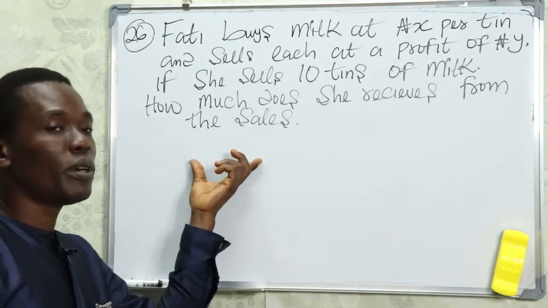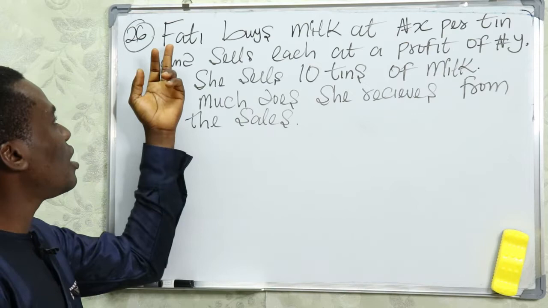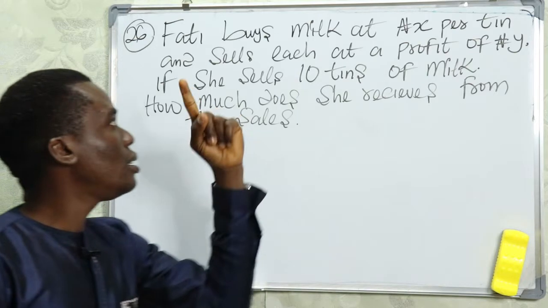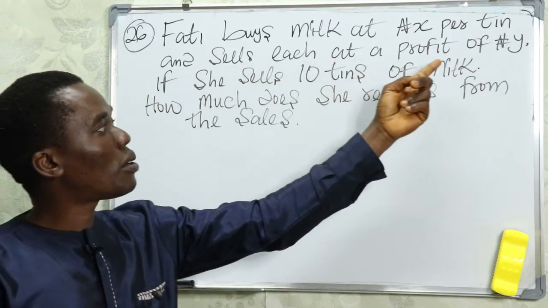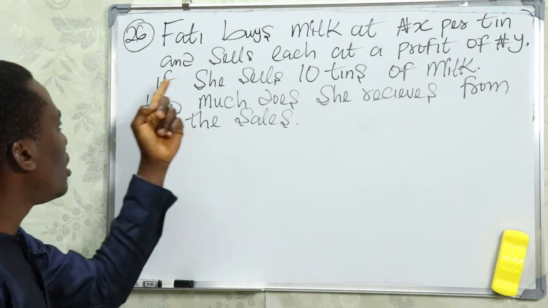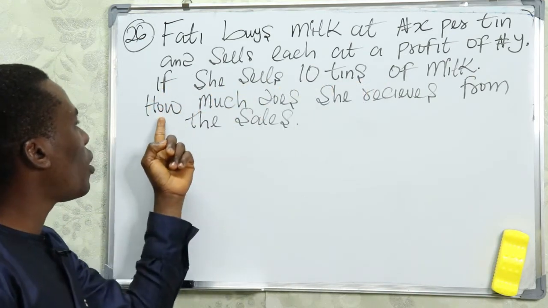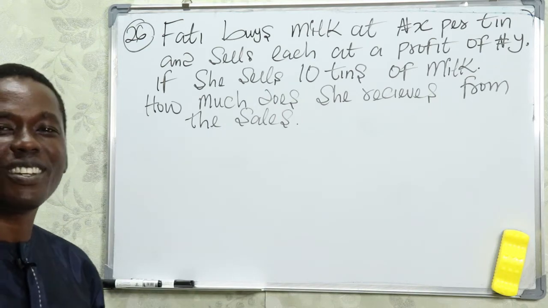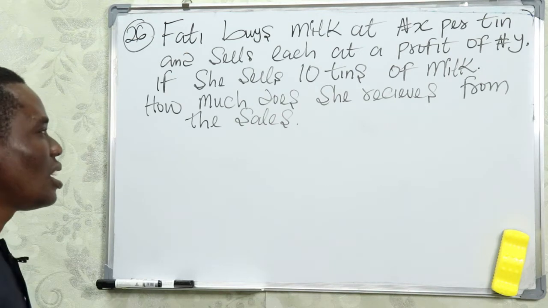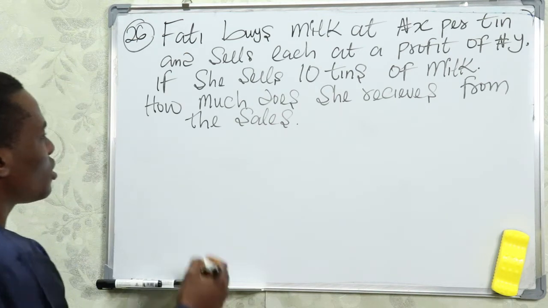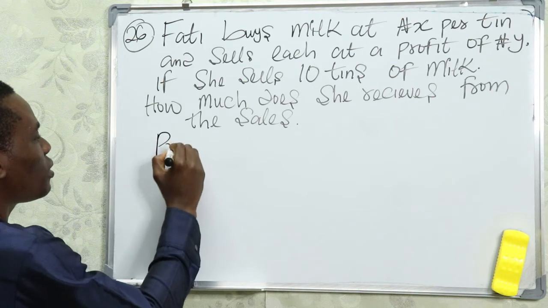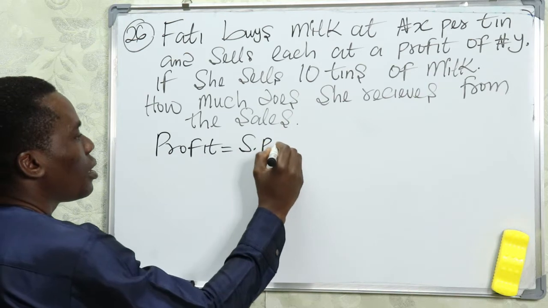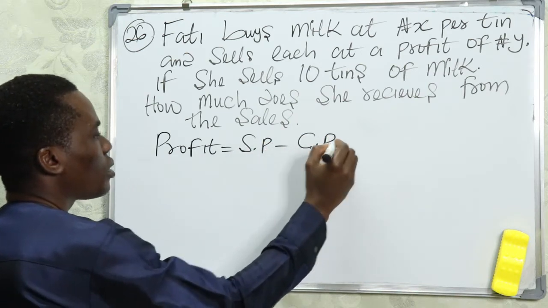So this is question number 26, and it says Fatih buys milk at X naira per tin and sells each at a profit of Y naira. If she sells 10 tins of milk, how much does she receive from the sale? So this is a question on profit and loss. Now remember, as you carry out this question, you should know that your profit is equal to the selling price minus the cost price.